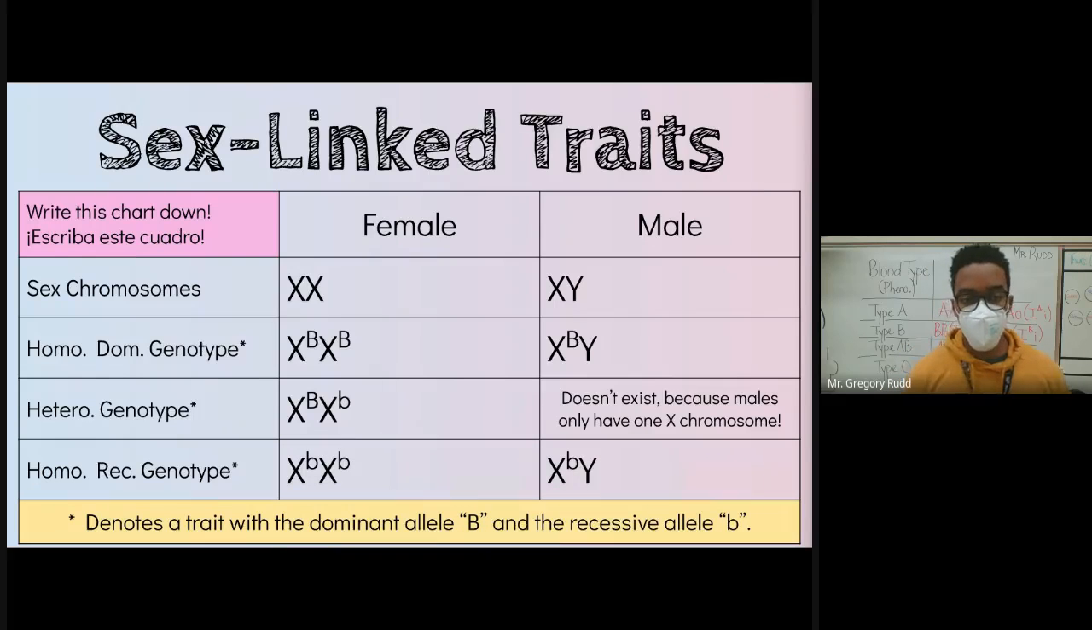Good, excellent. So homozygous recessive, we have two lowercase b's next to the x's. And again, males only have one X. So if they are homozygous recessive, that means that they have that one recessive allele, one lowercase b. Got this chart? This is going to be helpful to us.